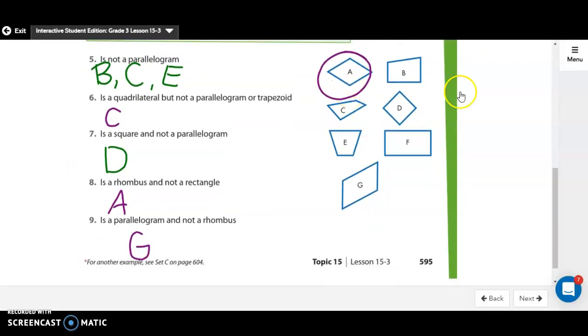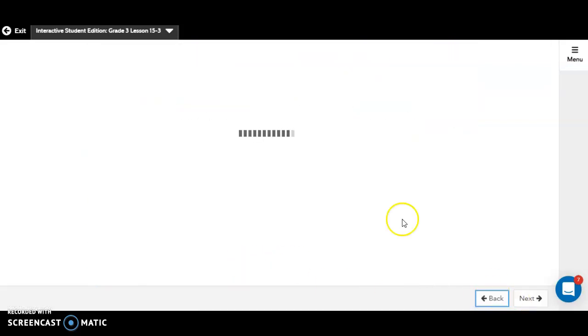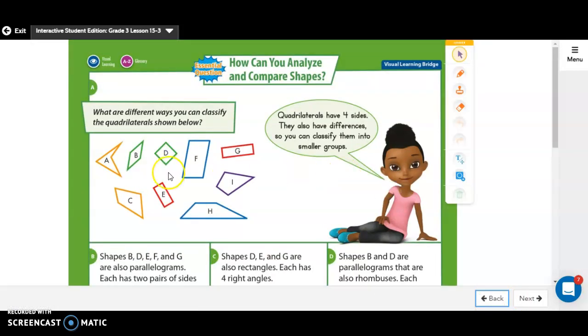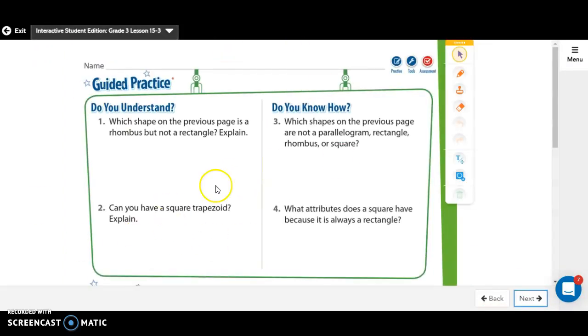So draw yourself some shapes or grab these shapes from the previous page over here and think about which ones would fall into those categories. You can use this set of shapes, freeze this right here if you need to, and you can actually practice with this set of questions right here, just telling the difference between all those different kinds of shapes.